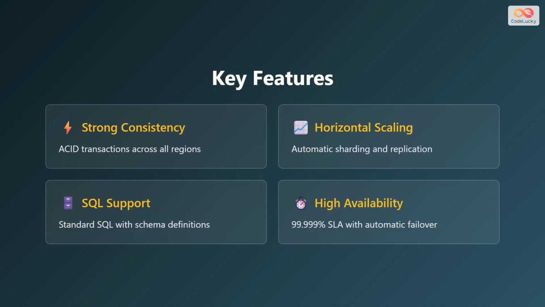Let's look at the key features that make Cloud Spanner unique. First, it provides strong consistency with ACID transactions across all regions globally. Second, it supports horizontal scaling through automatic sharding and replication, so your database grows seamlessly with your needs. Third, it offers full SQL support with standard schema definitions, making it familiar for developers. Finally, it guarantees high availability with a 99.999% service level agreement and automatic failover capabilities.